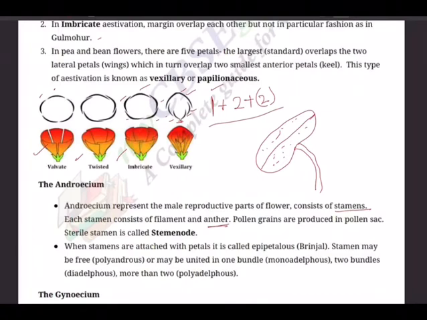When stamens are attached with the petals, it is called epipetalous, like in brinjal. So the stamens are attached with the petals, then it is called epipetalous.